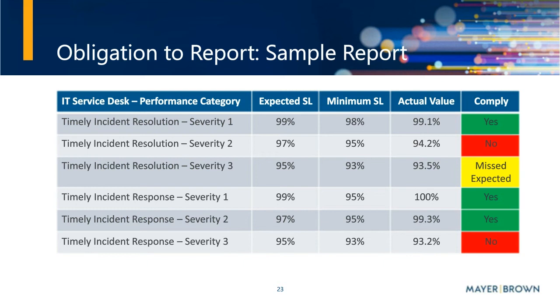Just as a quick note, while the summary report here simply shows the aggregated results and the red, yellow, green indicators, customers should also request the backup data to go along with these reports to verify these results. Again, auditability and verifiability is a very important part of a successful service level paradigm. So next, we'll move on to obligations to correct failures.